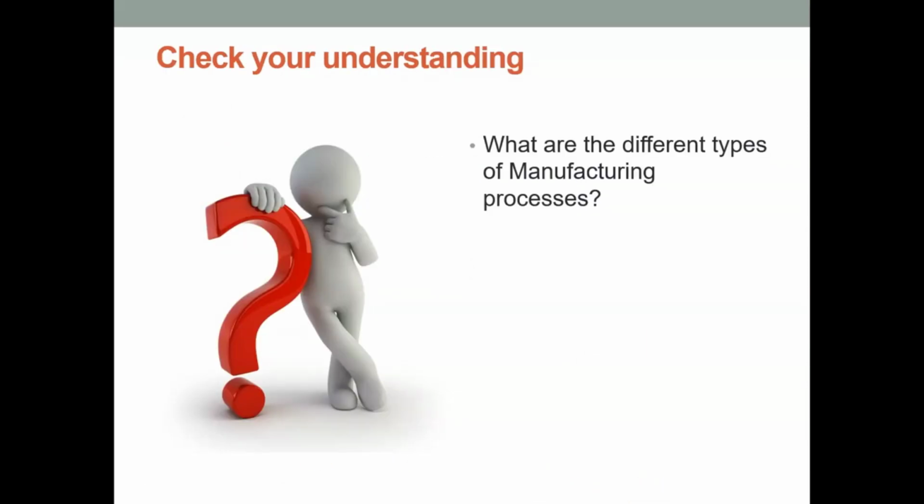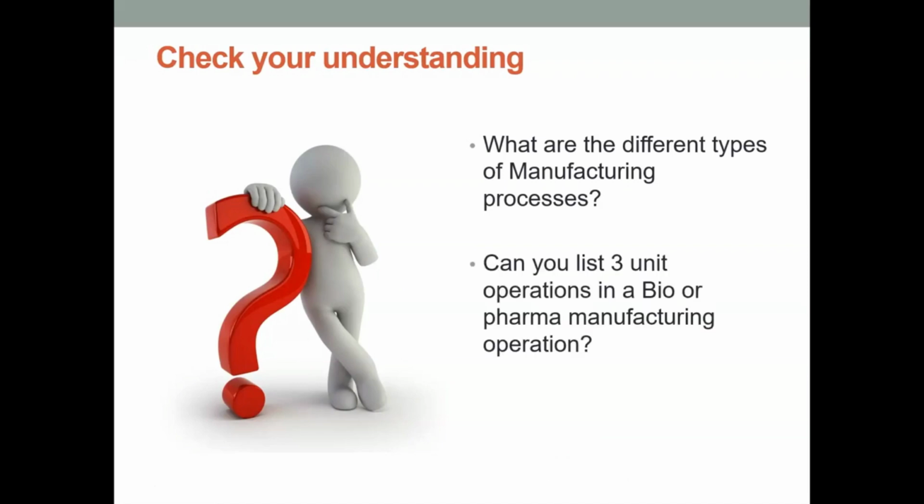So back over to you. Let's check your understanding. What are the different types of manufacturing processes? Can you list 3 unit operations in a bio or pharma manufacturing operation?